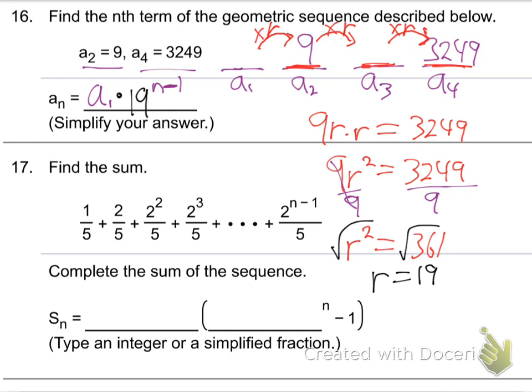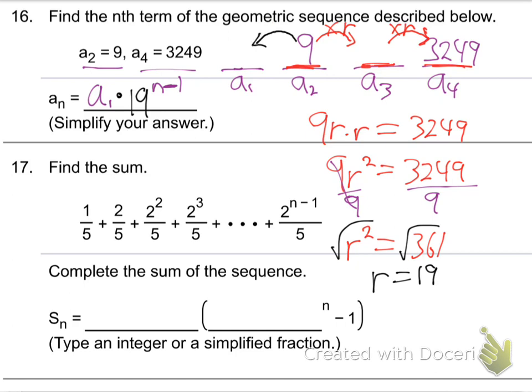How are we doing? Is this making sense so far? How do we get A1? Go all the way back. So 9 over 19? How do I go backwards from the 9 back to the A1?